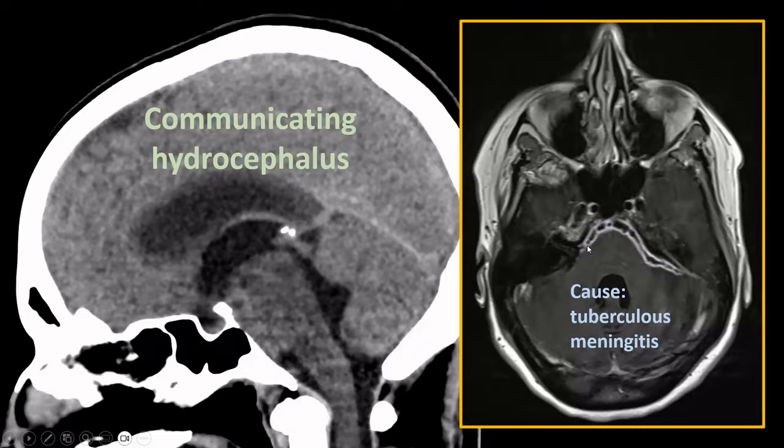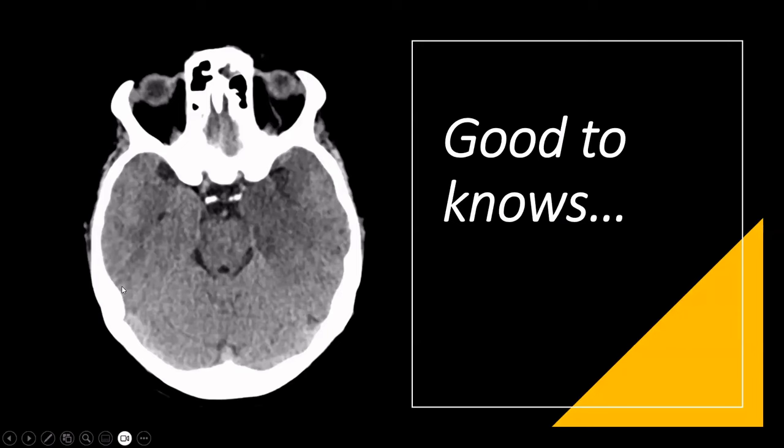Do you see this structure located in front of the brainstem? This was a basal meningitis due to tuberculosis. Okay, we're almost through. Then there are some other pathological entities I think are important to know as a radiologist.